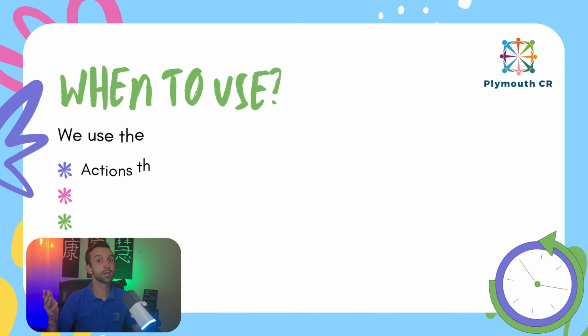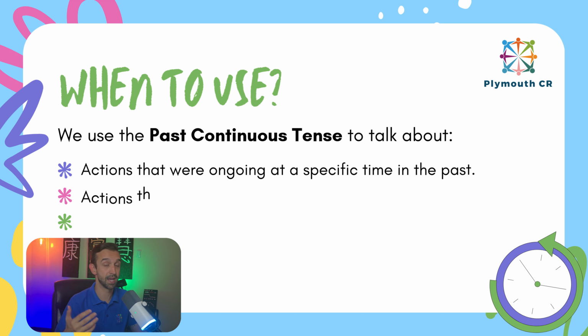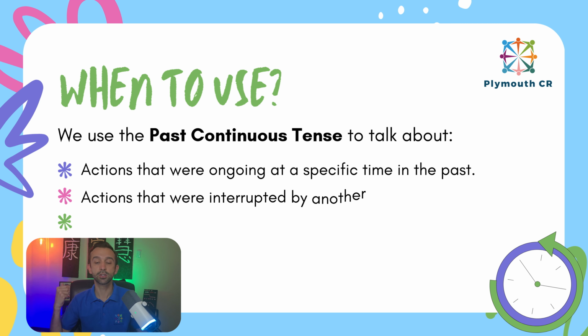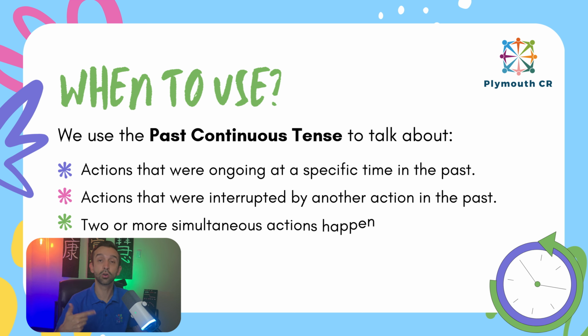So the first thing we want to talk about is when to use the past continuous tense, okay? The past continuous tense is used to talk about, number one, actions that were ongoing at a specific time in the past. Then, actions that were interrupted by another action in the past. And third, two or more situations happening simultaneously in the past. How do we see these in actual sentences?